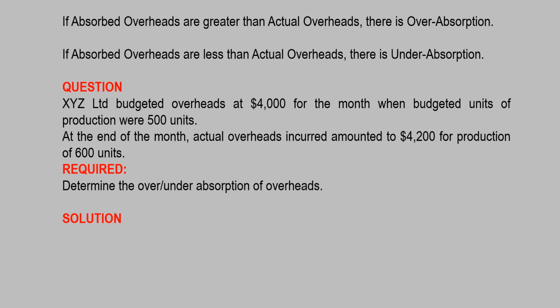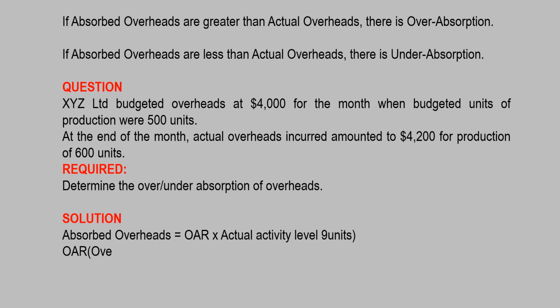So first of all, you have to determine the absorbed overheads. And what is the formula for absorbed overheads? Absorbed overheads are always equal to the overhead absorption rate times the actual activity level. There's no 9 units here, that was the closing bracket. So it's just times the actual activity level. Ignore this 9.